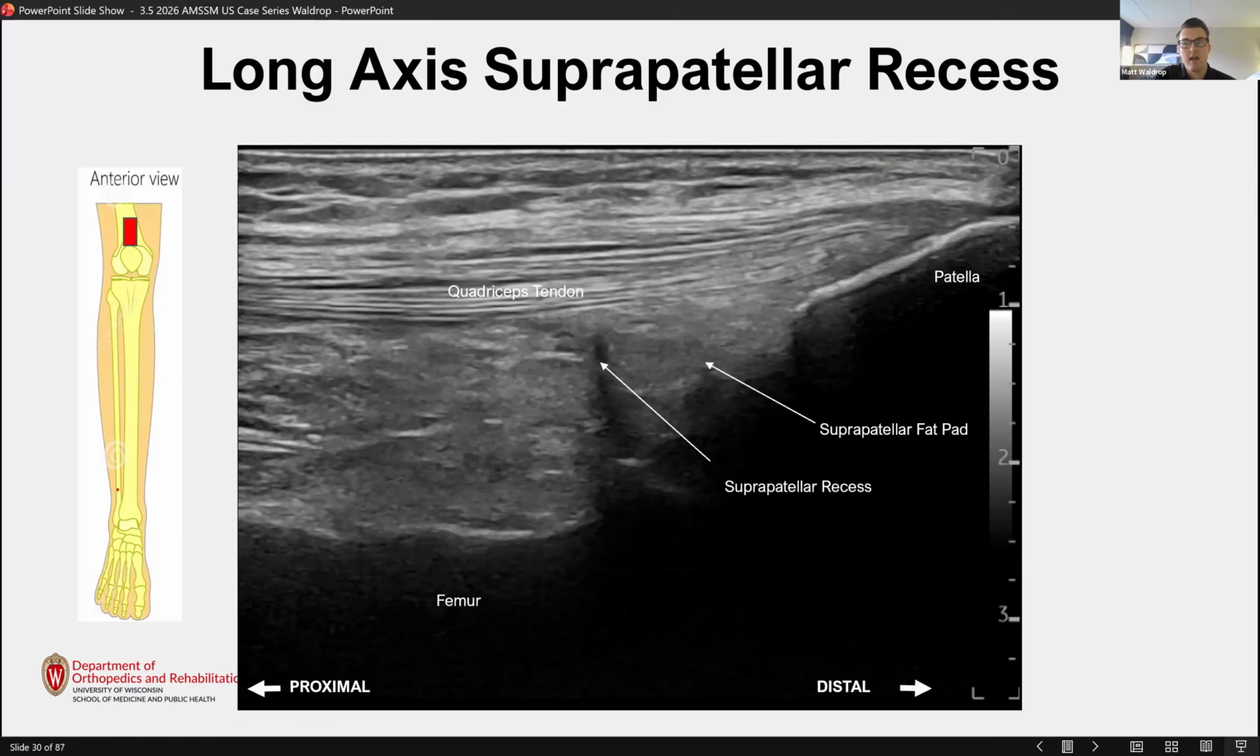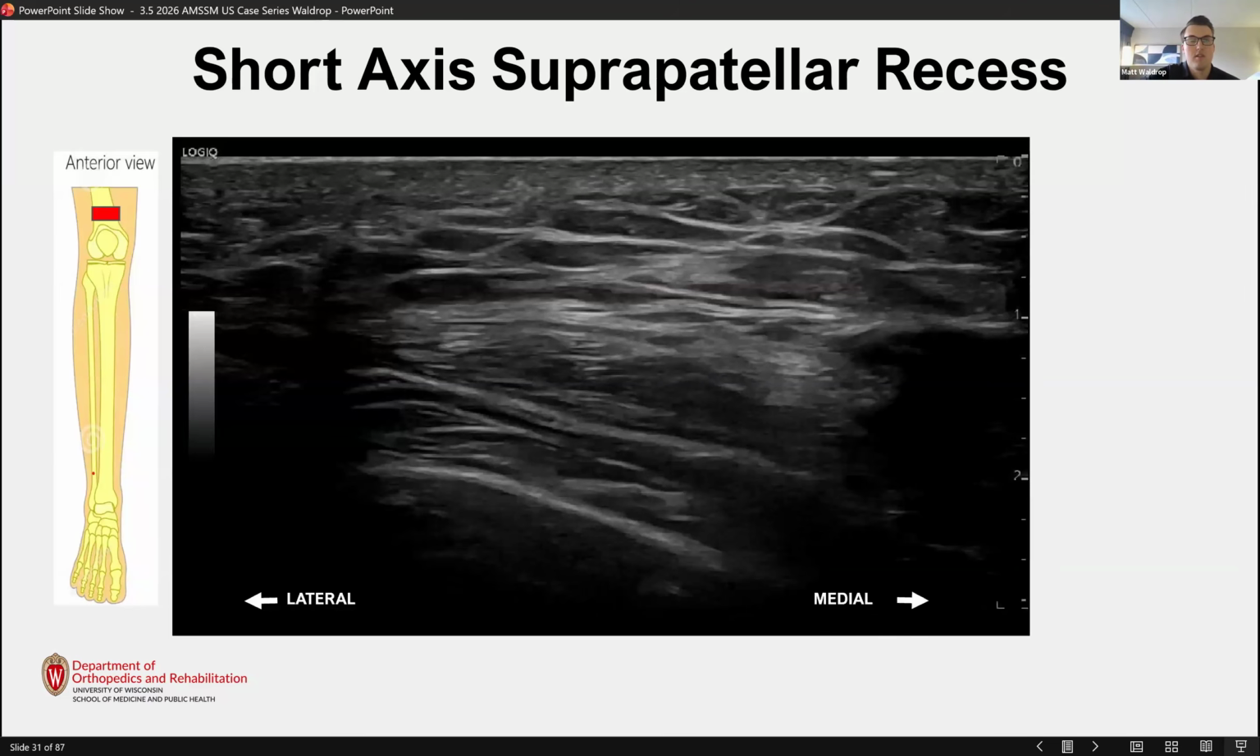The suprapatellar fat pad is located just inferior to the quadriceps tendon, and the suprapatellar recess you can see here has just a trace amount of fluid in it, which can be normal to have some physiologic fluid present. And deep to all that is the anterior aspect of the femur at the bottom of the screen.